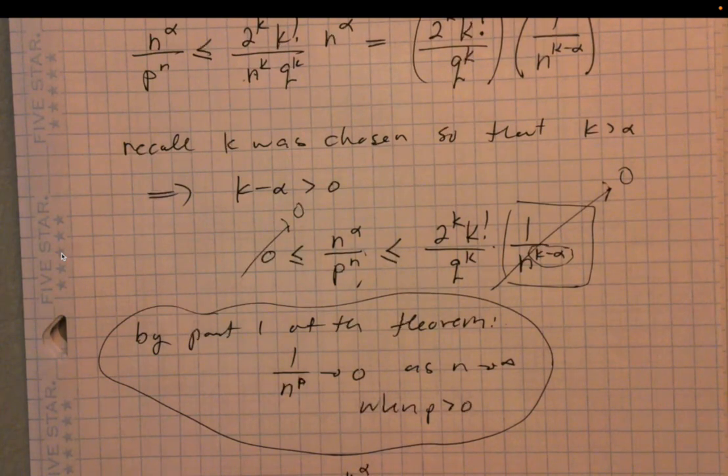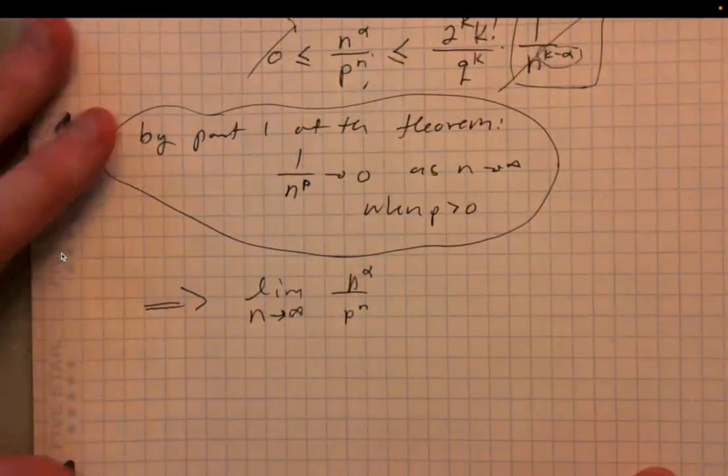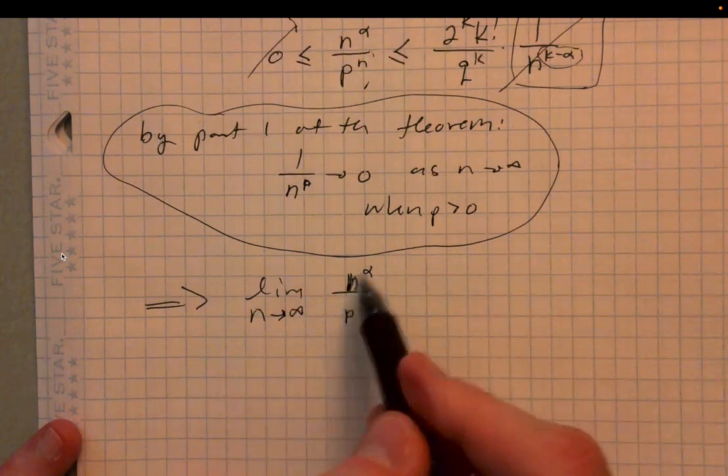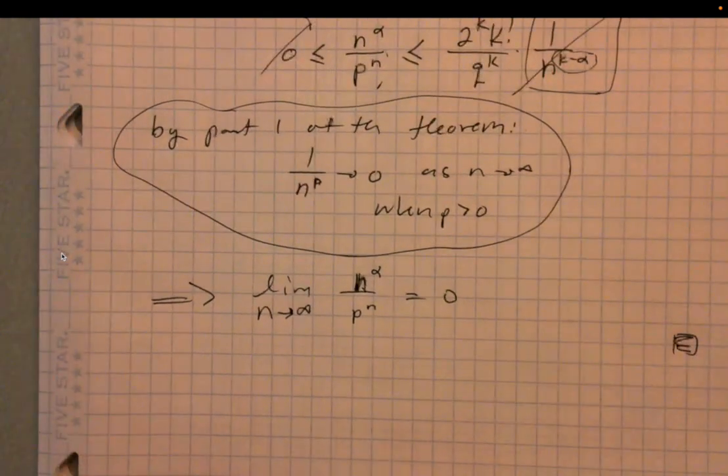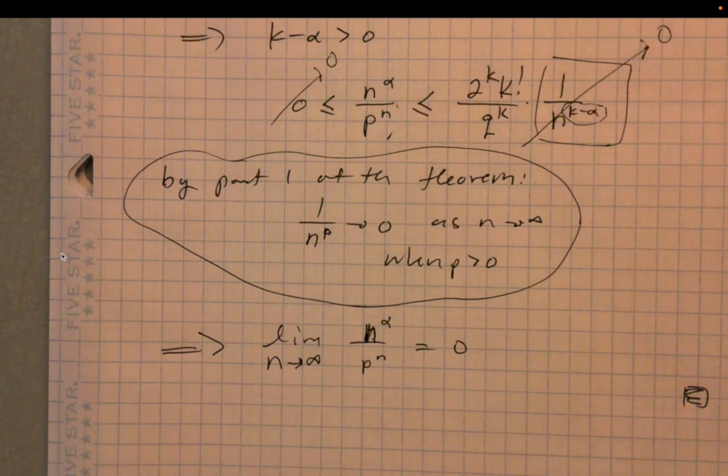n to the alpha over p to the n, so that ratio, is equal to 0. Okay, so hopefully that's clear. That's obviously a pretty tricky inequality to set up, right? It takes a fair amount of work to think that through. But I think when you're presented with it, you can certainly follow the reasoning there. Okay, this theorem is a laundry list kind of theorem, and there'll be a lot of applications.